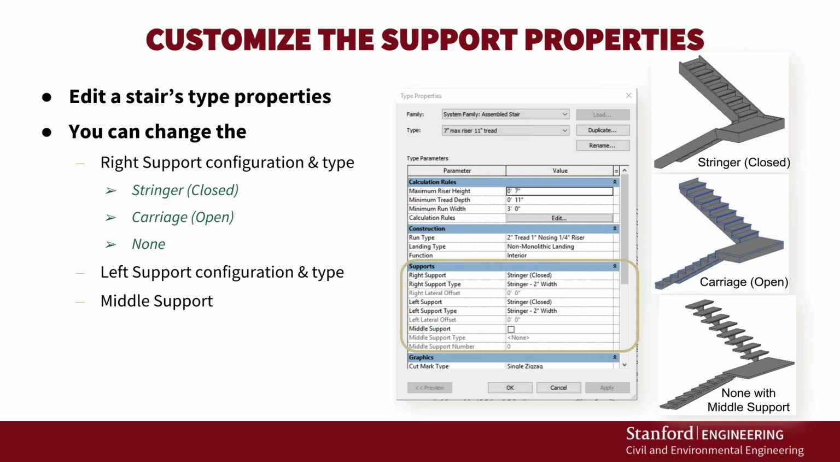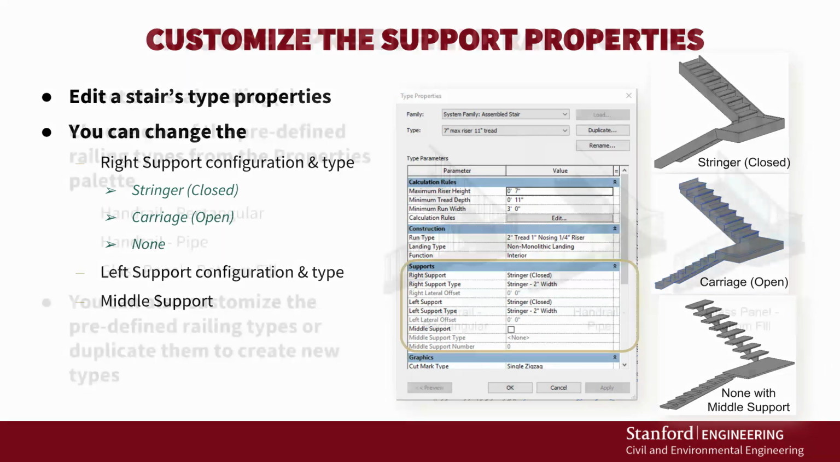The third image at the bottom shows the none option, and in that case, we're not showing carriages on either side. We're not showing any stringers on the sides enclosing the stair, but what we do have in that case is the middle support turned on. You do need something to support the stairs, so in this case, we're choosing the middle support to do that. So in this dialog, you can choose the support condition for the right side, the left side, and finally the middle if you want to turn that on.